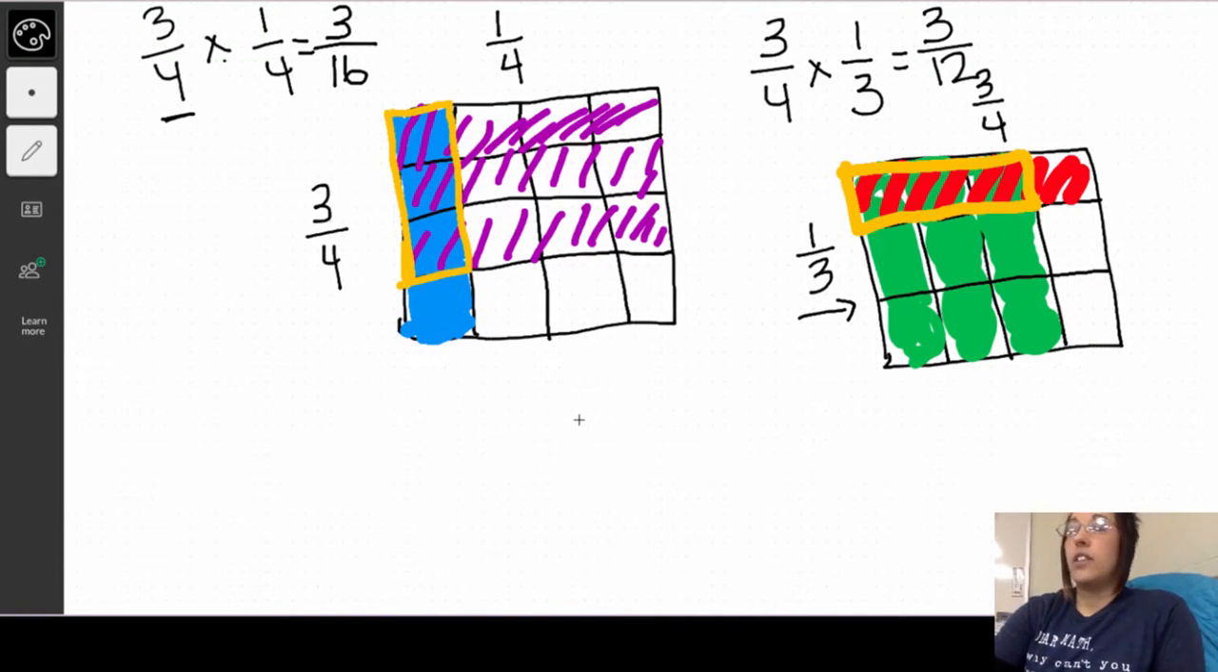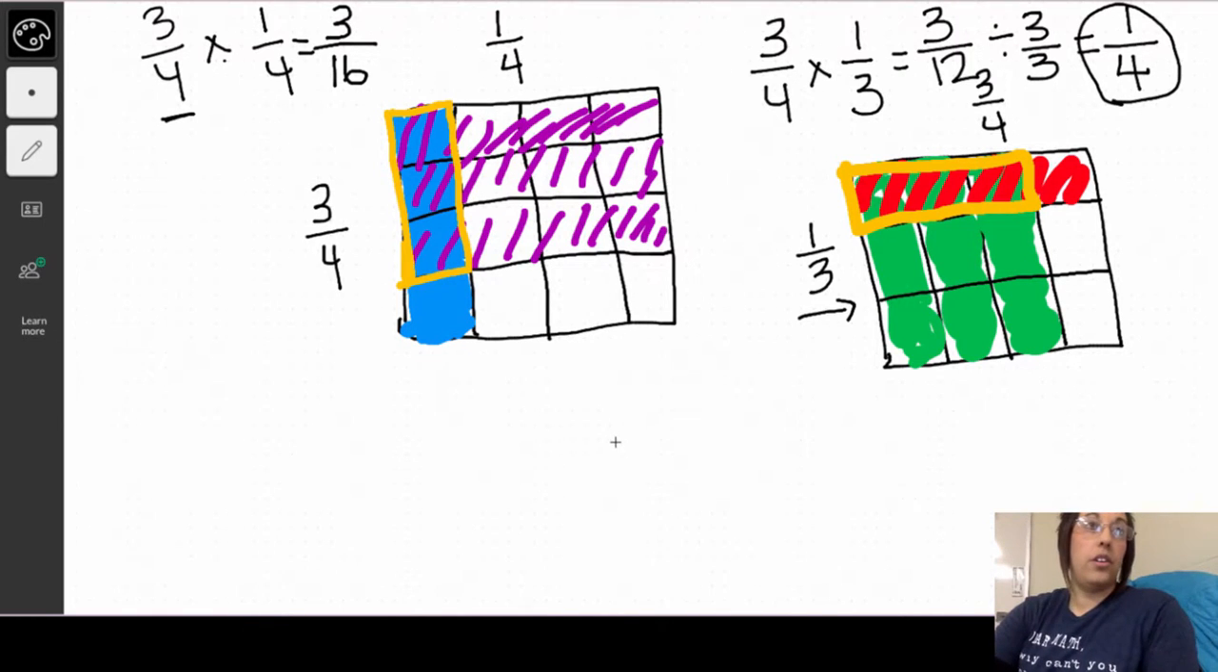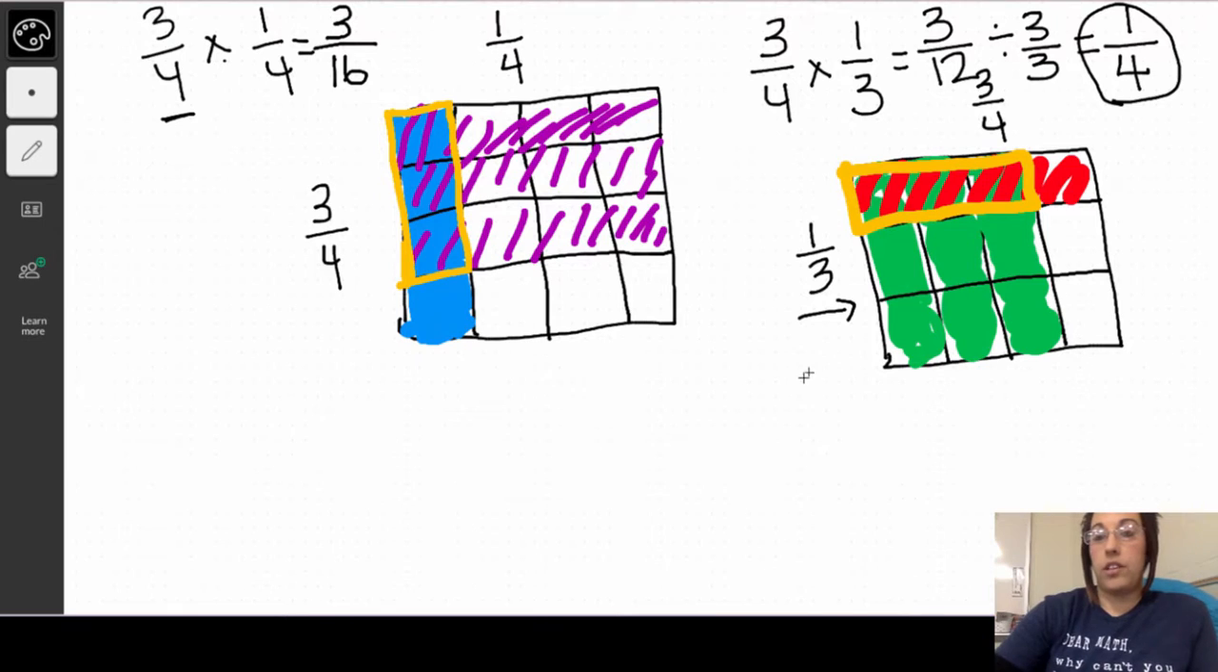And then I look at that answer, 3/12, and I ask myself the last question with any fraction problem: can I simplify? Will 3 go into 12? So I'm going to divide by 3/3 and I come up with 1. 12 divided by 3 is 4. So really 1/4 is my answer.